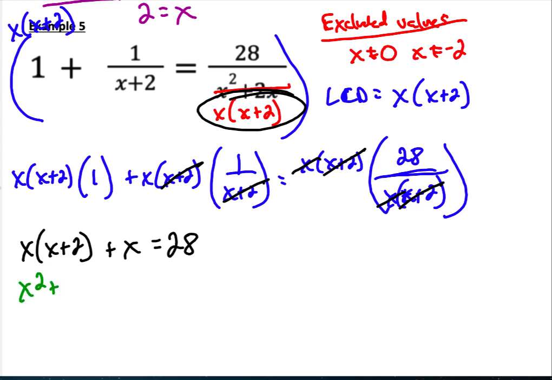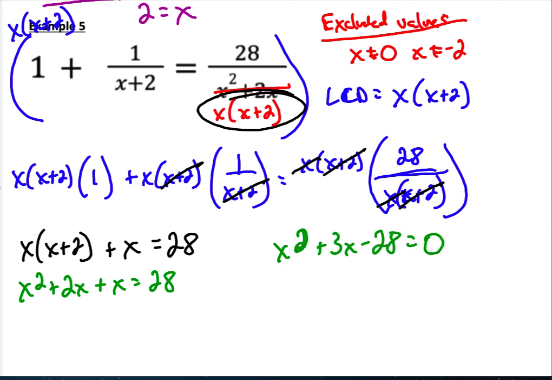So I get x squared plus 2x plus x equals 28. If I combine everything and move it all to one side, I'm going to get x squared plus 3x minus 28 is equal to 0. Since it's a quadratic, since it has a squared term, I know I'm going to have to factor.